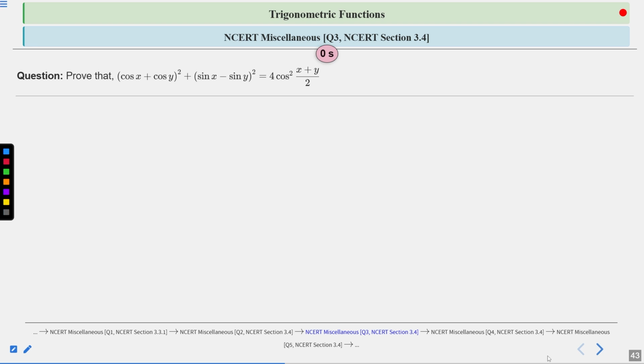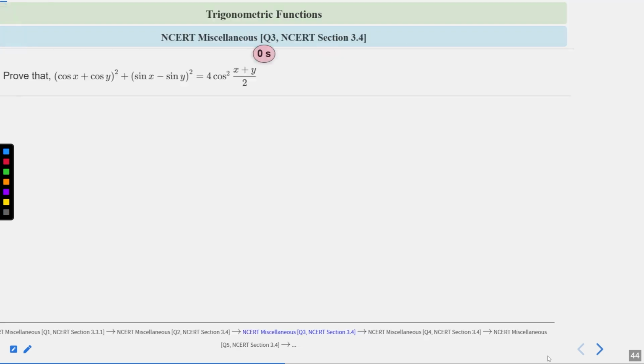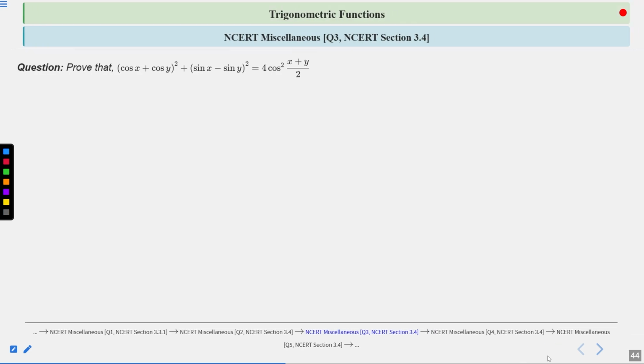Okay, hope you all have attempted this. Let us see how we can solve this one, right? We have to prove that cos x plus cos y whole square plus sin x minus sin y whole square is equal to 4 cos square x plus y upon 2, right? Let us see the solution part. We'll start with the left hand side, LHS of the identity. LHS is basically cos x plus cos y whole square plus sin x minus sin y whole square.